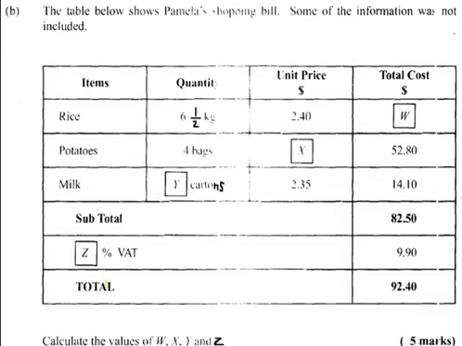Let's look at part B. The table below shows Pamela's shopping bill. Some of the information was not included. What are they talking about? The information that is not included here is the total cost of the rice and also the potatoes, and also the unit price of the potatoes, and also the quantity of milk, and also the percentage value added tax. That's what VAT means. So how do you go about doing this calculation?